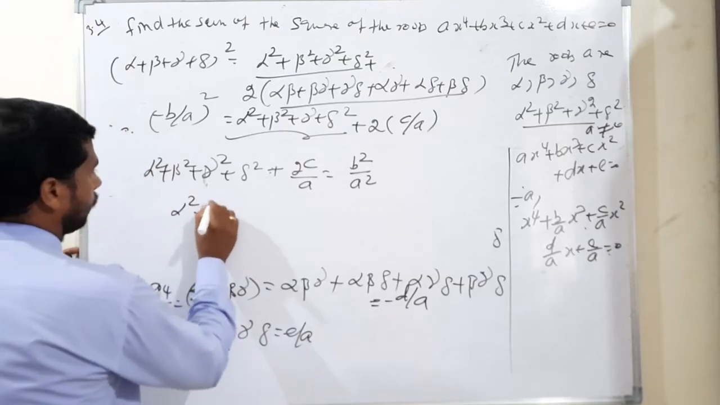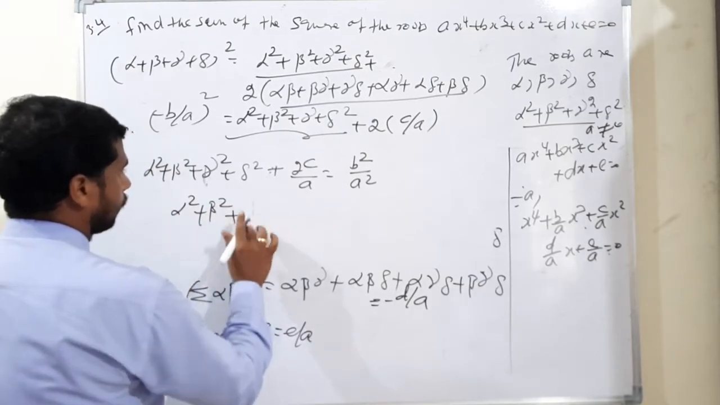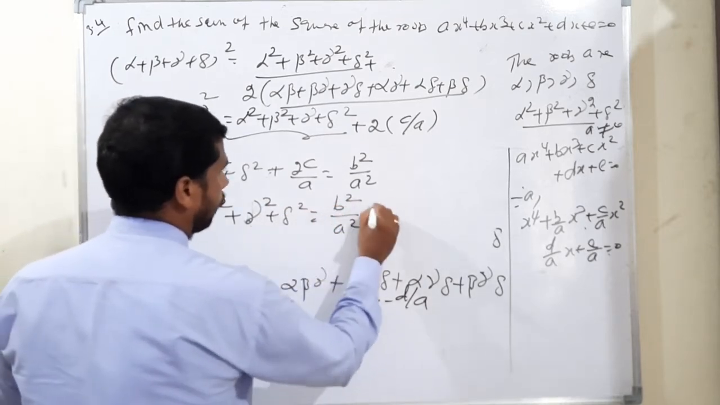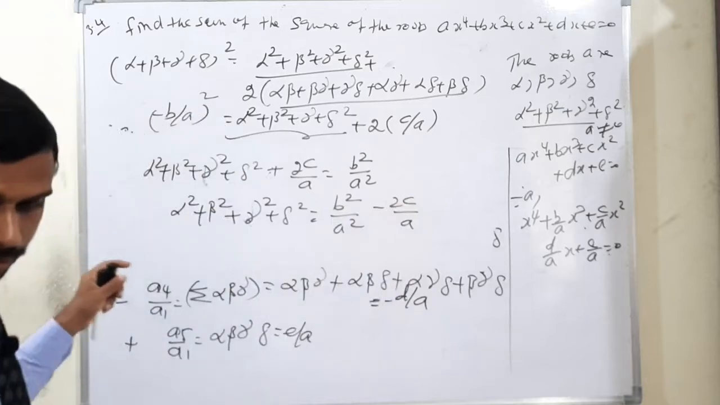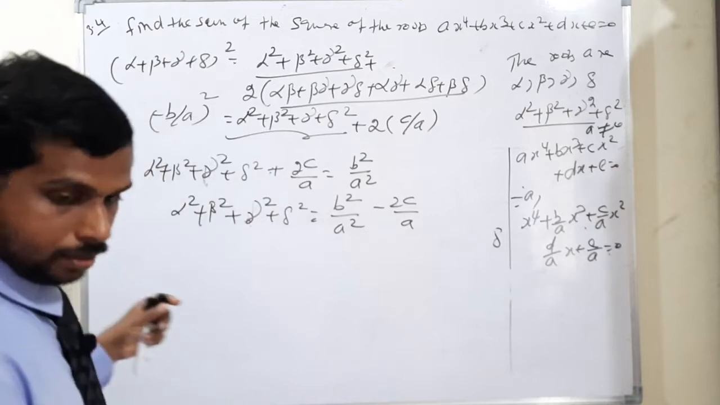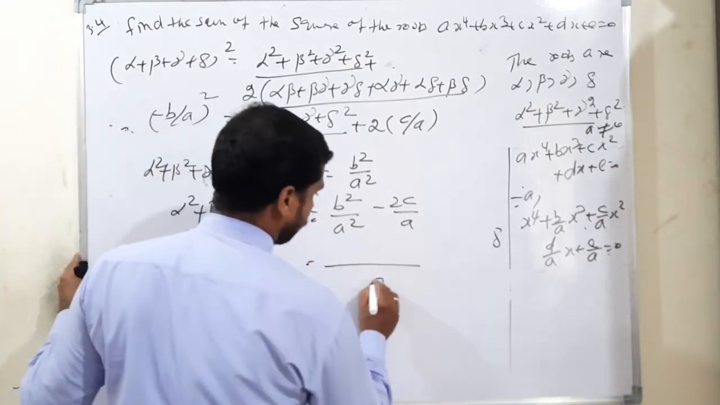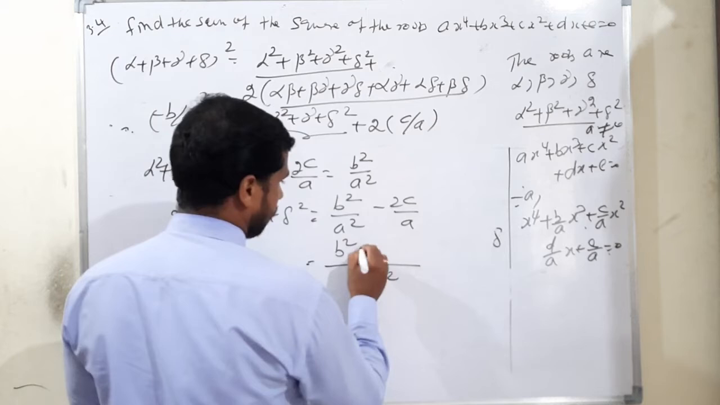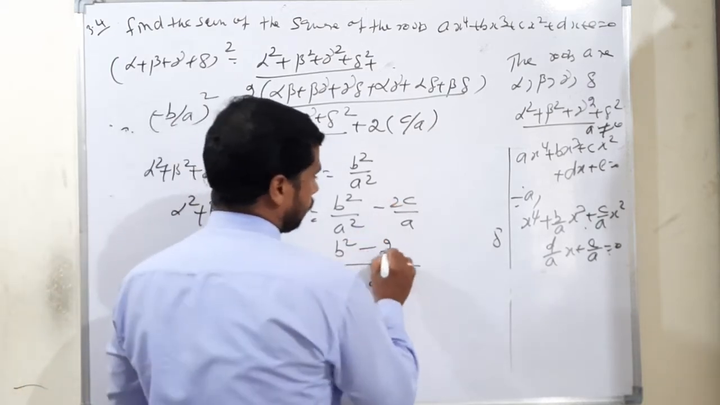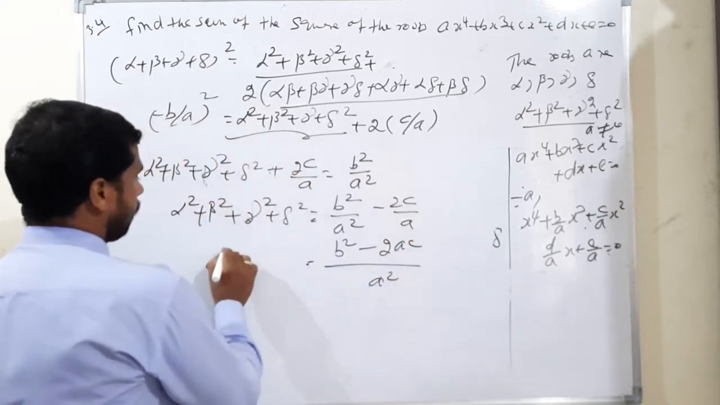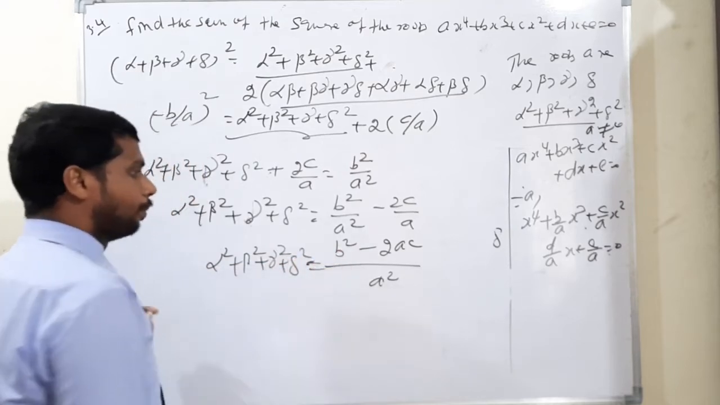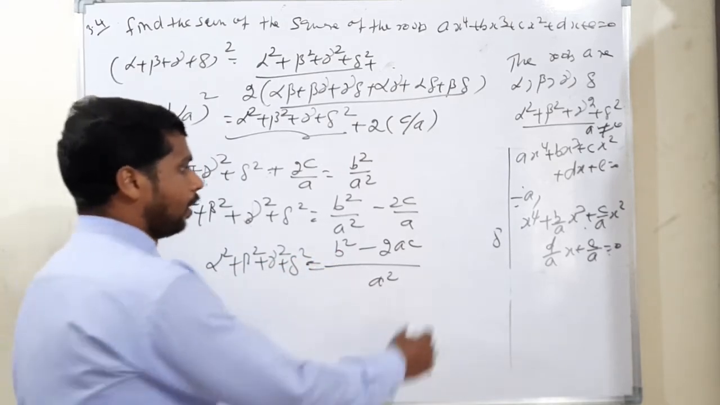So alpha square plus beta square plus gamma square plus delta square is equal to b square by a square minus 2c by a. Taking the common denominator a square, the first term is b square, and for the second term, a square by a means one a remains, so multiply the numerator by 2ac. Therefore the final answer: alpha square plus beta square plus gamma square plus delta square is equal to b square minus 2ac divided by a square. This is our final answer.